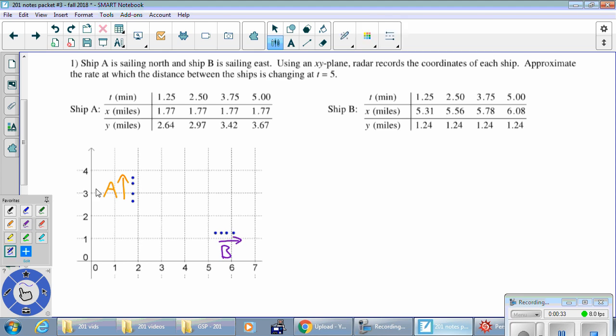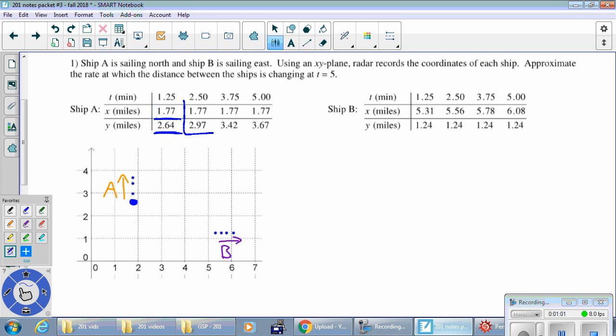First, let's see if we can understand the relationship between the picture and these two tables. You can see that the times start at 1.25 and go up by 1.25 until we get to 5. Same times over here. At 1.25 minutes into this experiment, ship A was located at an X of 1.77 and a Y of 2.64. That's this point right here.